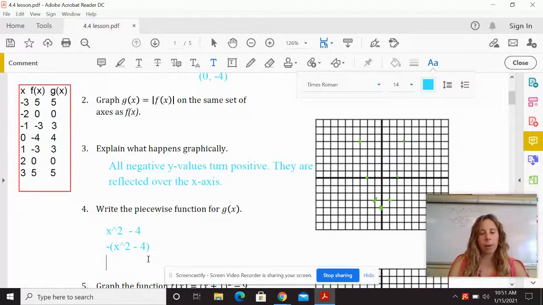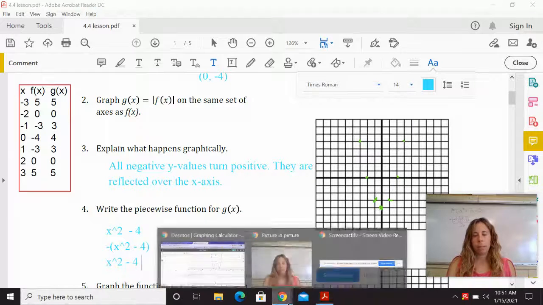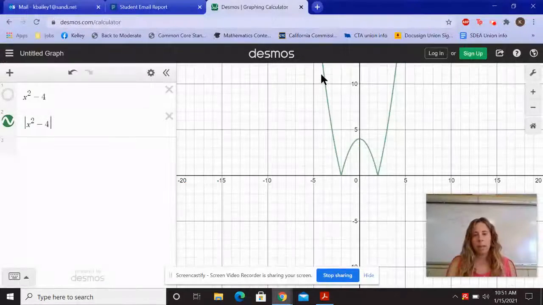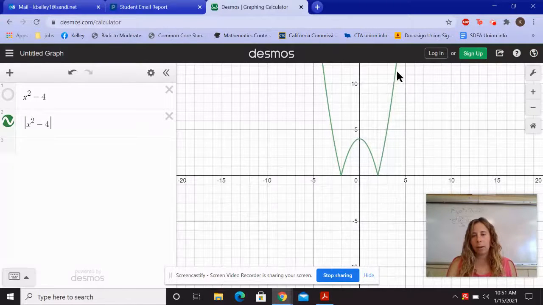And then the last part of your graph, once again, is exactly the same as the quadratic equation. So you just write x squared minus 4 again. Look at Desmos. This is exactly the same as a quadratic equation. This is where they overlap. So they're exactly the same. They overlapped here and here. So you use that equation.